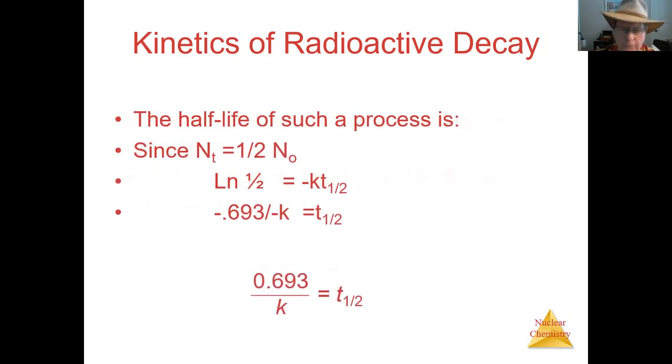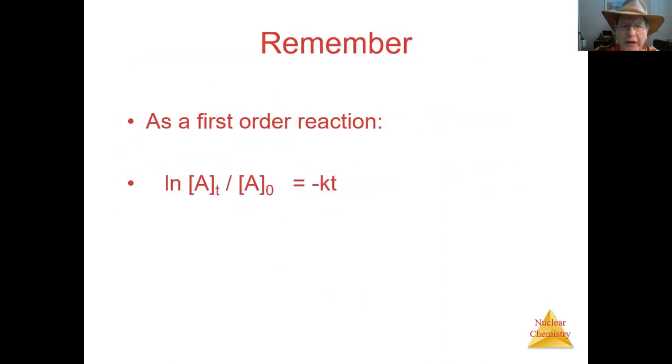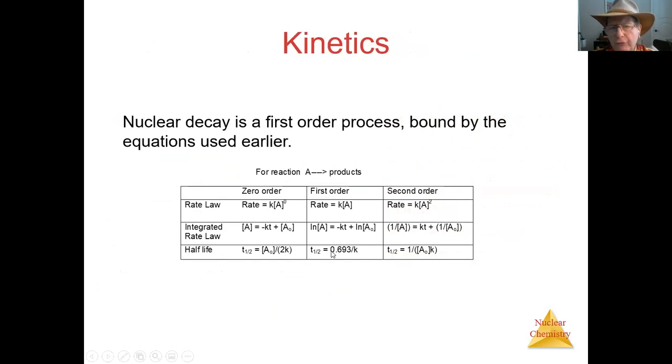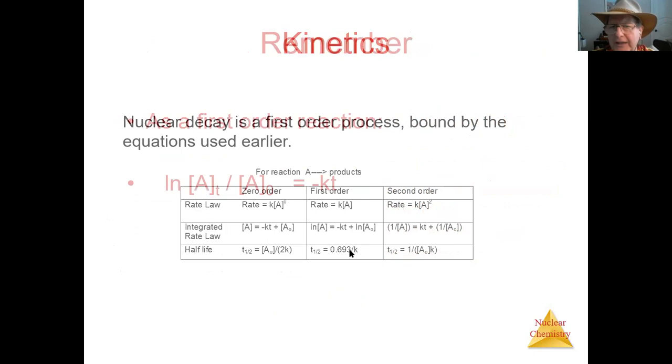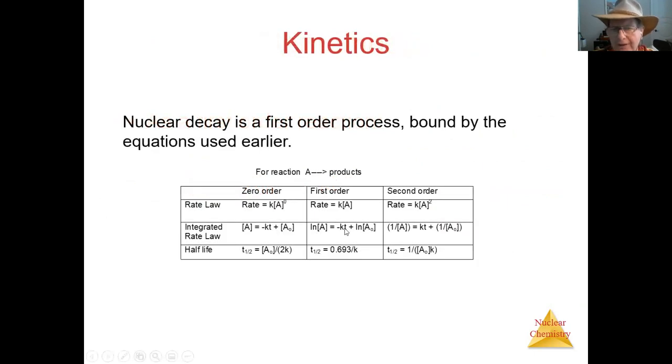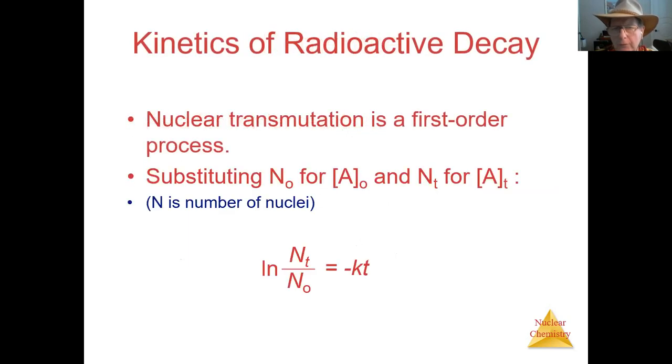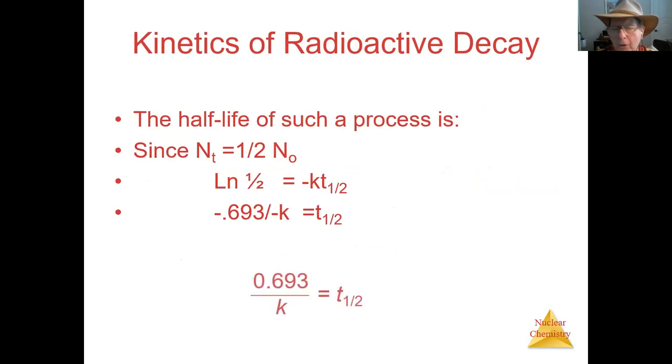Half-life. If I go back to the original equation, my half-life is equal to 0.693 divided by k. Notice, k is in both formulas. So all I have to do is divide 0.693 by k, and that's going to equal my half-life.